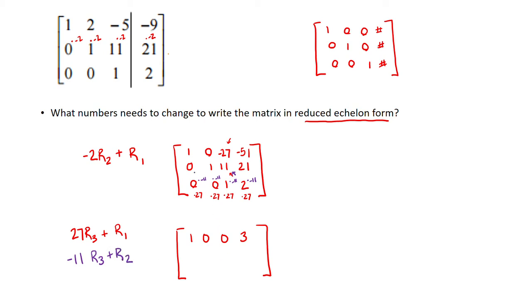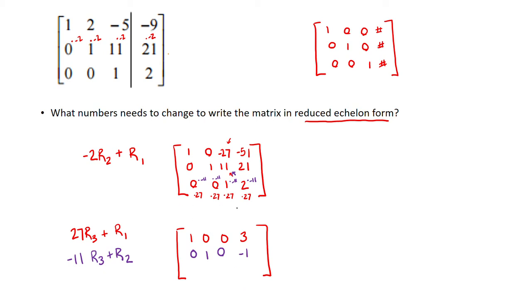So 0 times -11 plus 0, 0. 0 times -11 plus 1 is 1. 1 times -11 is -11 plus 11, 0. 2 times -11 is -22. -22 plus 21 is -1.